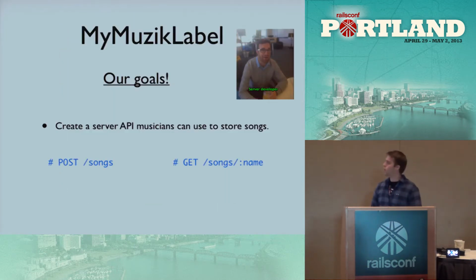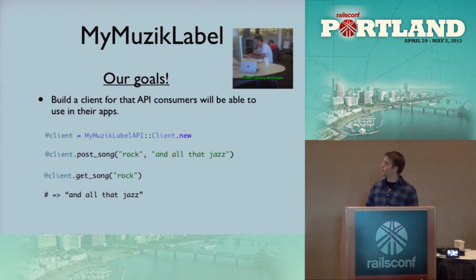So our goal is to create these endpoints in the server, right? And we want to build a client that's going to look like this, with this interface where we have a post song and a get song method. Those two methods in the client are going to be actually talking to the server in the back end. When we post a song, we post a specific title and then the words. And when we get the song according to the title, we'll get the words that we just posted to that song, right?